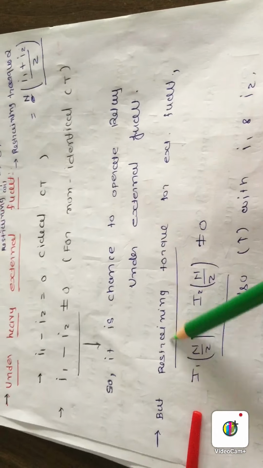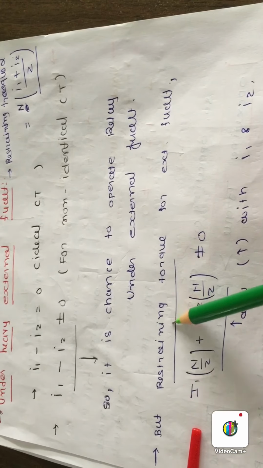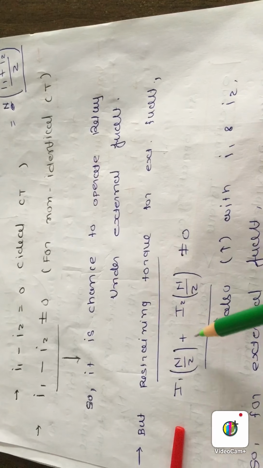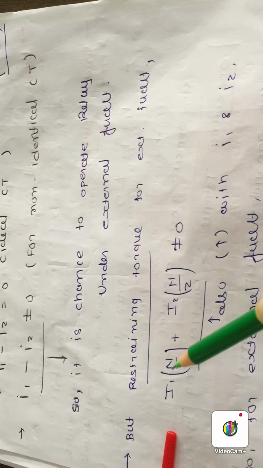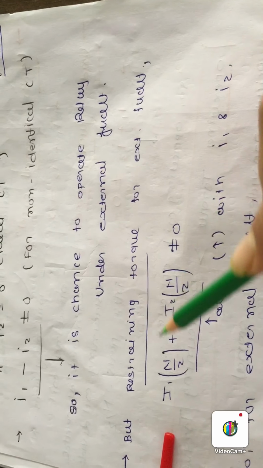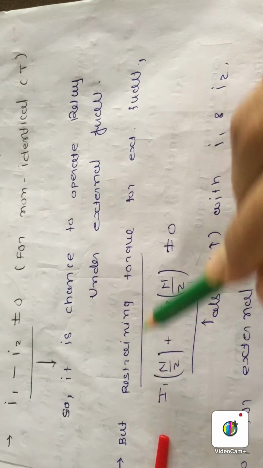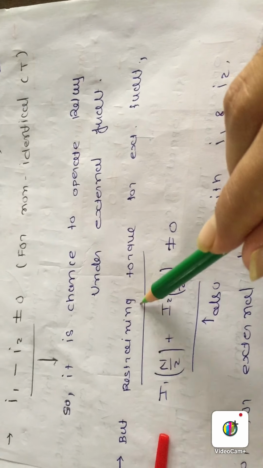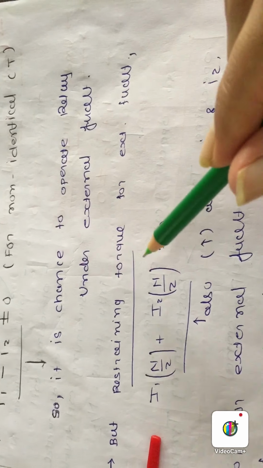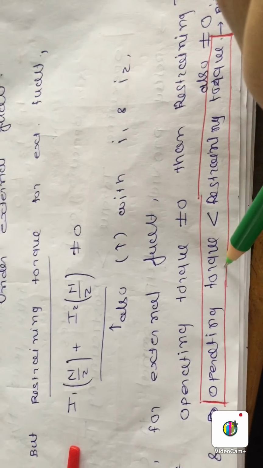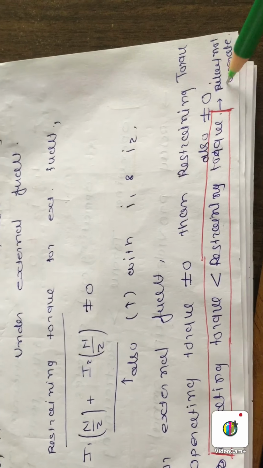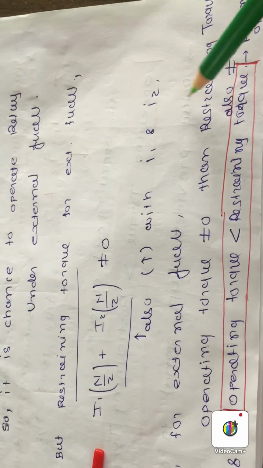Then what will happen? The retaining torque will also be produced. Okay, with the increment in main supply current due to the external fault, I1 and I2 will also increase. That's why, due to the increment in I1 and I2, the retaining torque will also increase. So that's why the retaining torque will become greater than the operating torque, and that's why the relay will not operate for external fault condition.